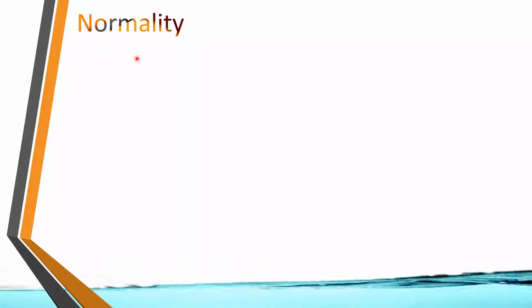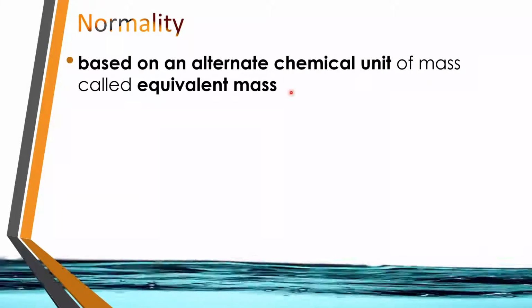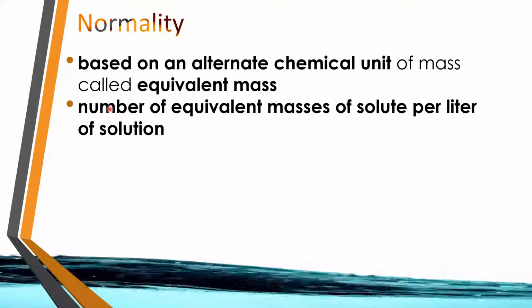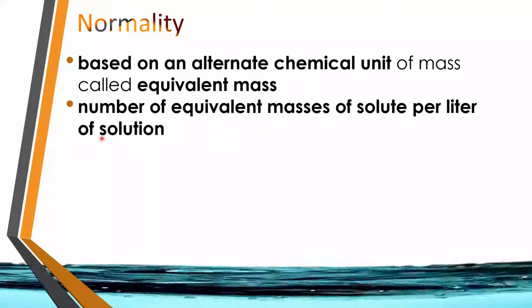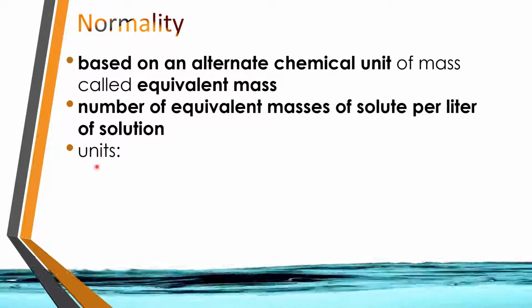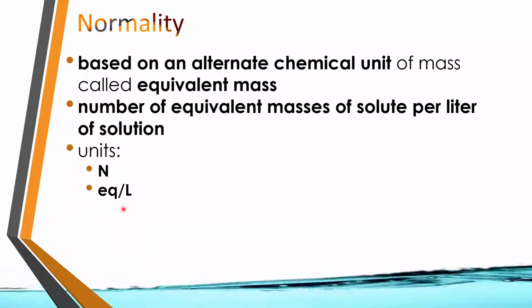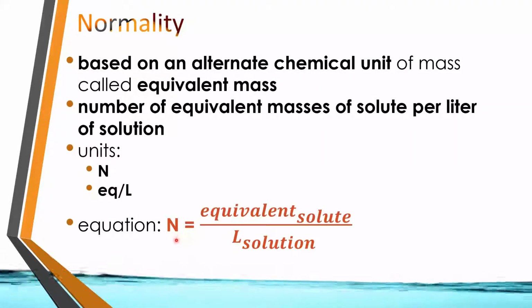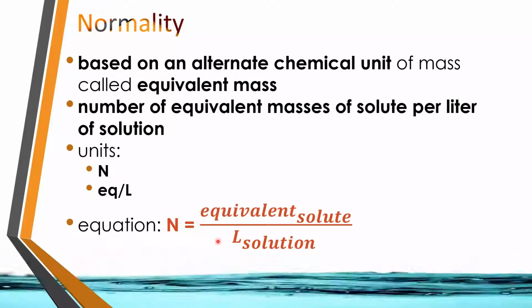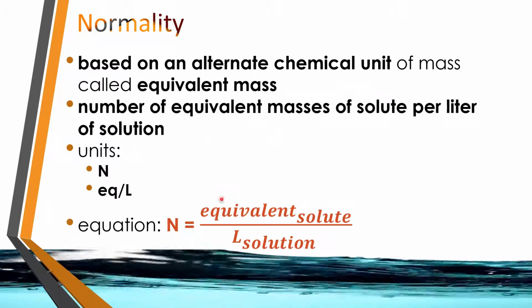The last unit to be discussed is known as normality. It is based on an alternate chemical unit of mass called equivalent mass. It is described by the number of equivalent masses of solute per liter of solution. And the units are N or equivalent per L. It is given by the equation normality is equal to the equivalents of the solute divided by the liters of solution.